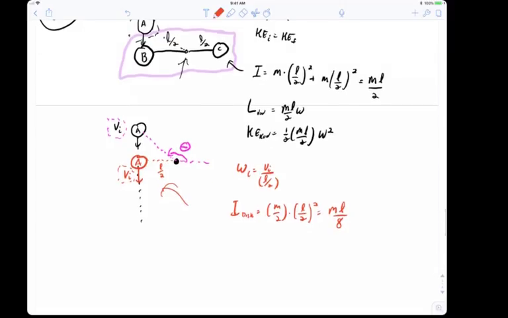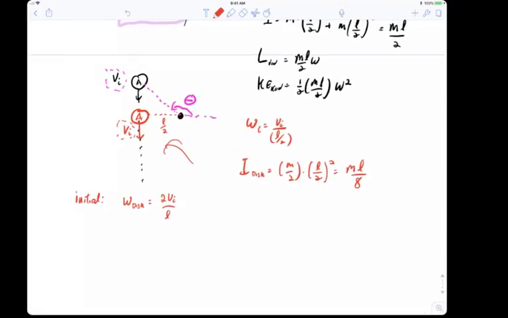So, here's the fun bit. Initially, there's an angular velocity of the disk, which is 2vi over L, okay? And the initial angular velocity of the rod is 0, because it hasn't been bumped yet. So there's momentum.